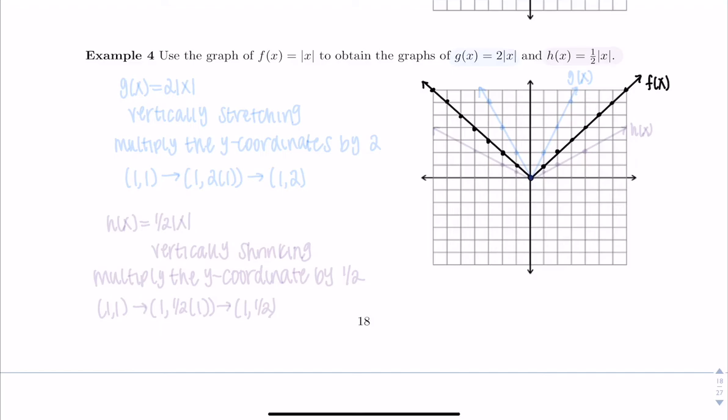All right, so now let's look at g of x, which is 2 times the absolute value of x. So because the 2 is being multiplied outside and it's greater than 1, you are vertically stretching the graph. And so in order to do that, you multiply each of the y coordinates by c, which in this case is 2.